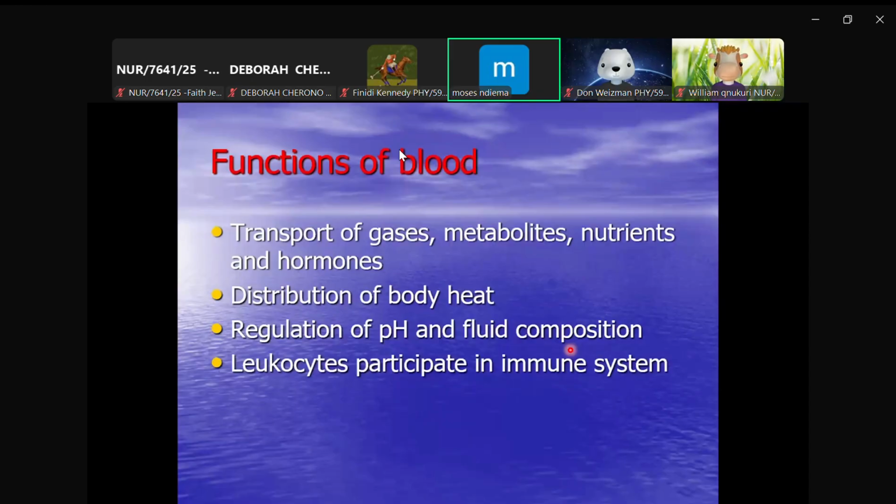Then we have leukocytes, the white blood cells, participating in the immune system. Again, we are going to look at the structure of the white blood cells, and the organs in which some of this activation takes place. So we're going to look at the structure of those organs, the cells themselves, and then the organs. Then, of course, if there's any injury, there's clotting of blood.